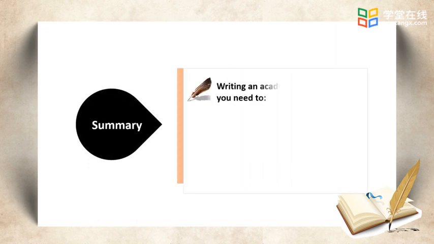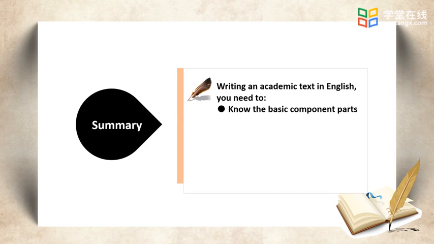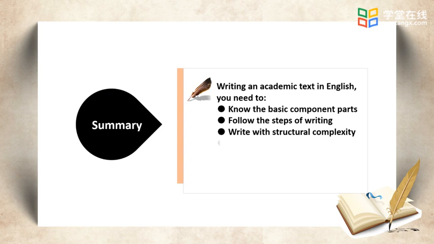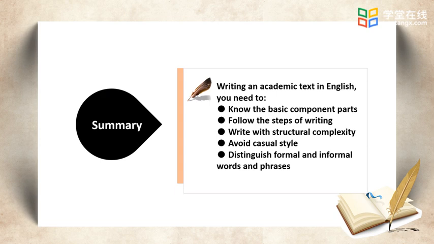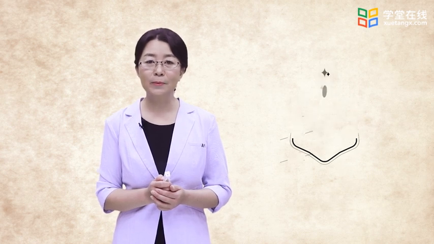Summary. Writing an academic text in English, you need to know the basic component parts, follow the steps of writing, write with structural complexity, avoid poor style, distinguish formal and informal words and phrases. The checklist for writing in academic English is not complete. Use the internet, books, textbooks, and lecturers' expertise to find out what other conventions could be applied to using academic English.